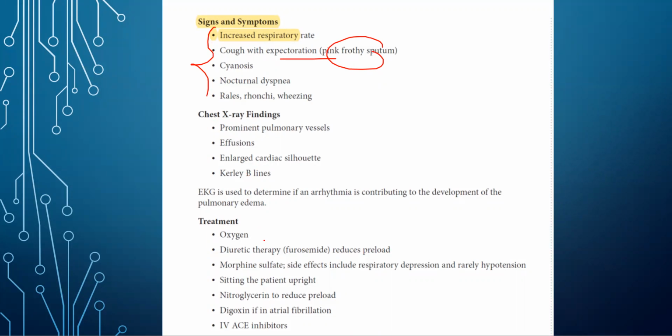In acute pulmonary edema, you have to admit the patient, put the patient in propped up position. If oxygen saturation is low, give oxygen and then start the patient on diuretics. So that's the main treatment, furosemide.